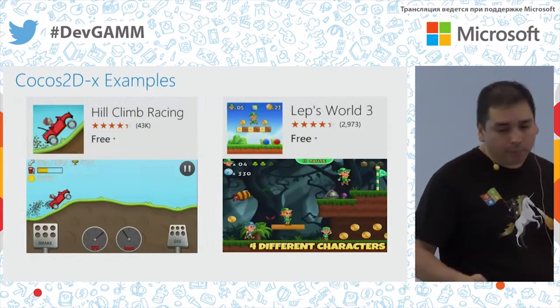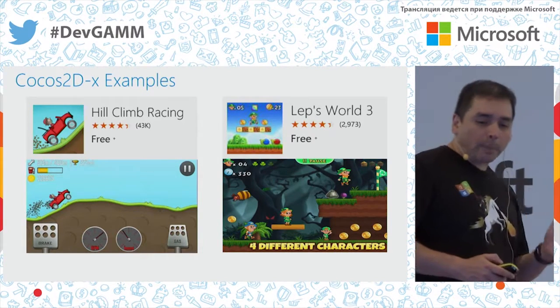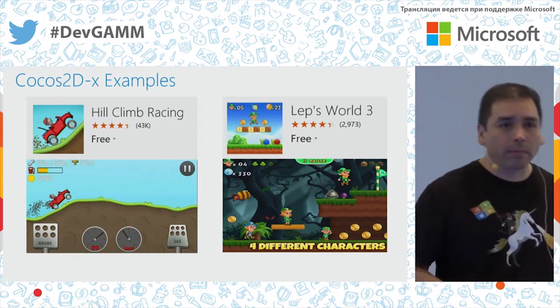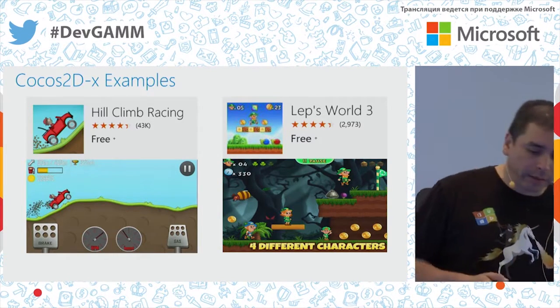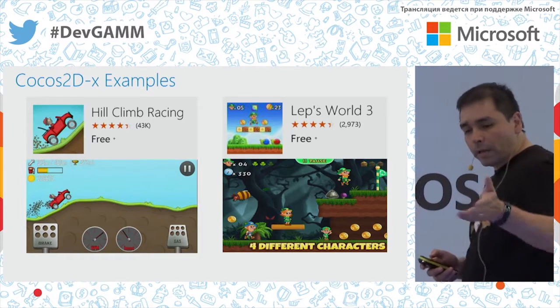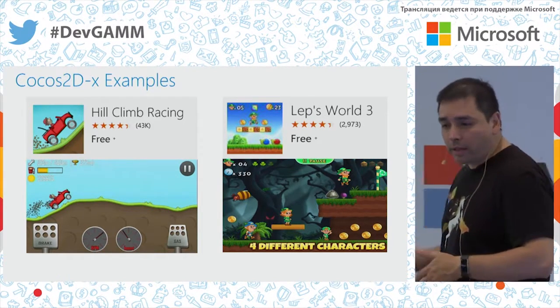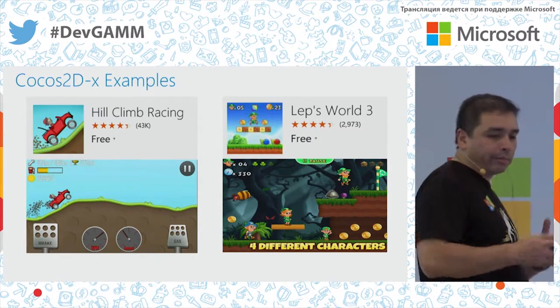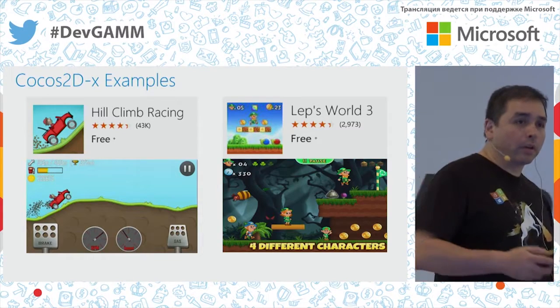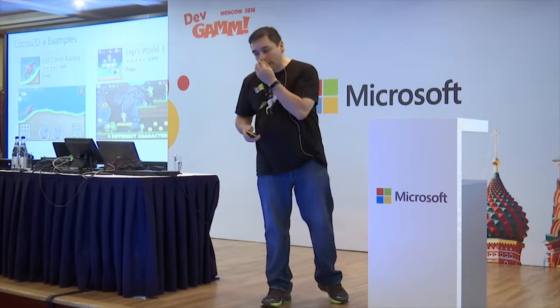So it's pretty simple. I picked a couple of games here. Hill Climb Racing is a very popular game on iOS, Android, and Windows, so I picked that one as an example. Leps World is also pretty popular. They have Leps World 1, 2, and 3, and it's also written in Cocos2D-X. There are probably 10,000 games in our store that are using Cocos2D-X. So again, we know the application model works.